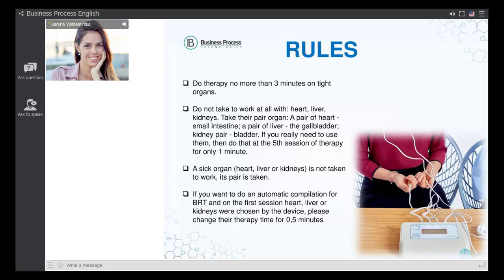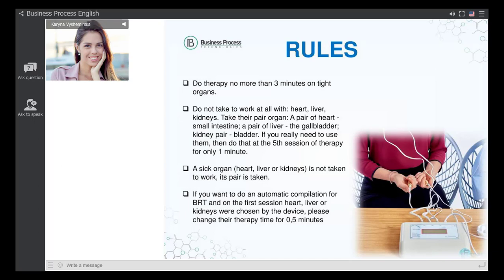One second, just to tell you everything correctly. Yes, so we have parenchymatous organs, like liver and heart, which are full inside. And we have the tight organs, which are like tubes, like stomach, like lungs. So we do not need to work more than 3 minutes with tight organs.